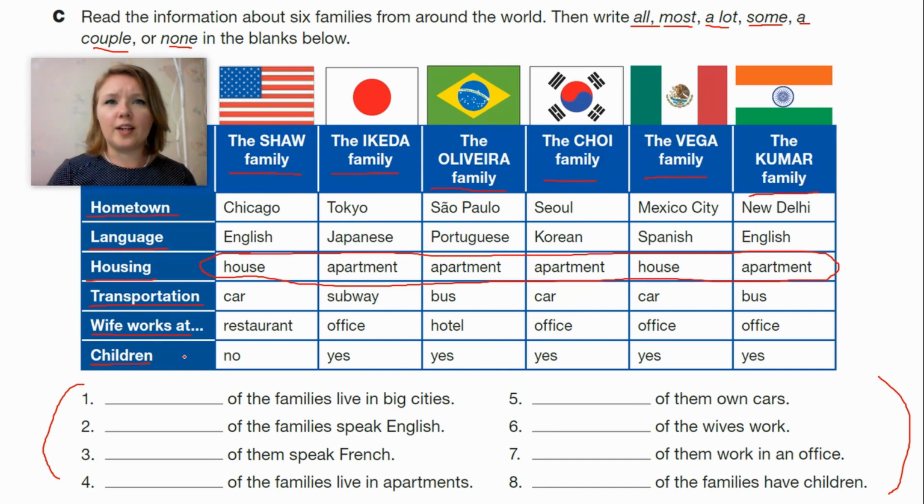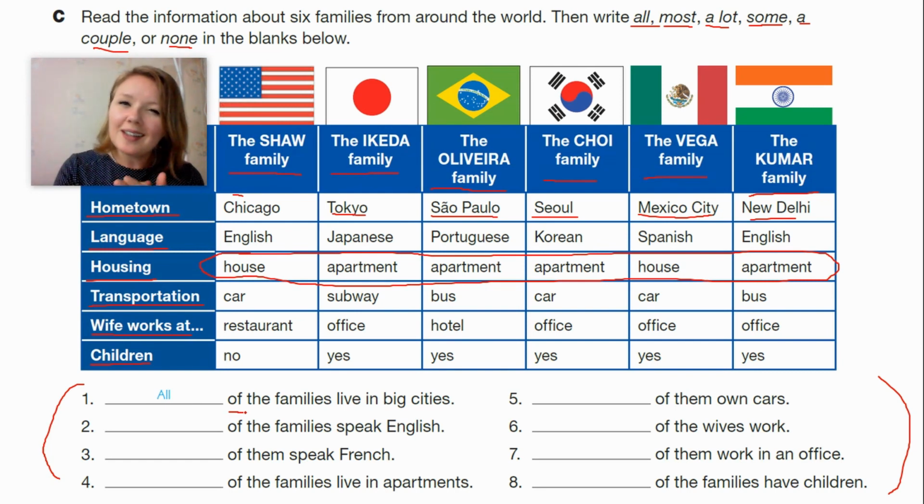How many of these families live in big cities? All, right? Chicago is a big city. Tokyo is a big city. Sao Paulo, Brazil is a big city. Seoul, Mexico City, and New Delhi. All of the families live in big cities. Notice here that in every example we're using of because it's specific to just these 6 families, right? Not people everywhere.